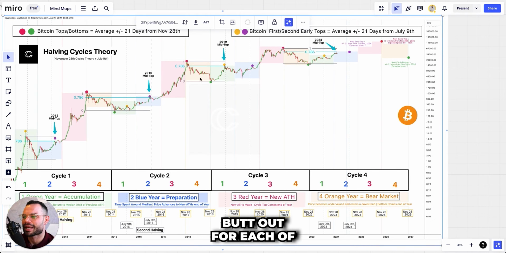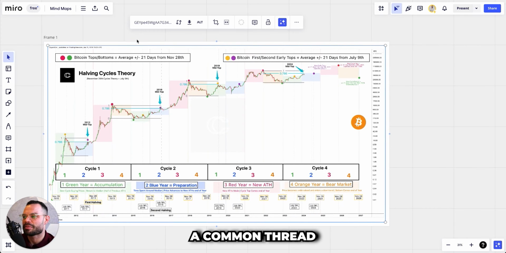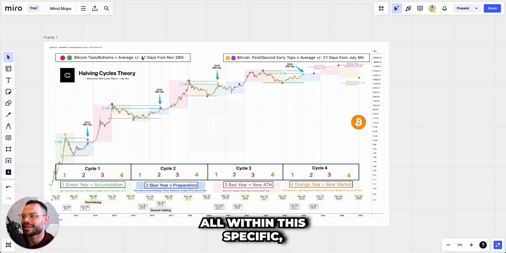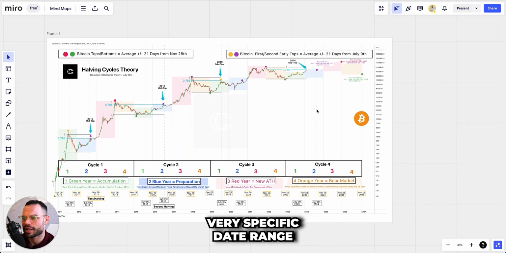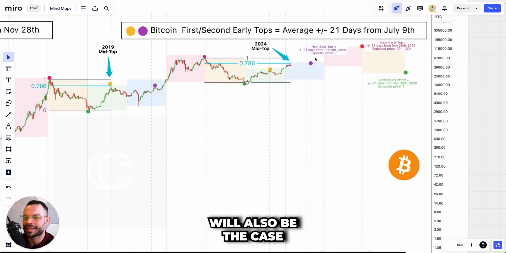So he's mapped that out for each of these different cycles, and it seems to be a common trend that the top and bottom for those market highs and lows will fall within this very specific date range. Obviously, it remains to be seen whether that will also be the case as we approach this next halving and the next market top predicted, obviously within plus or minus 21 days of November 28, 2025.